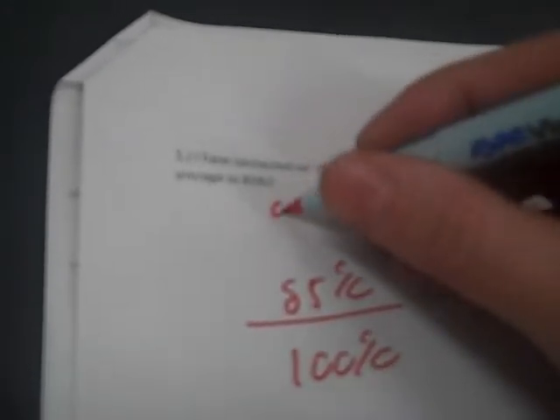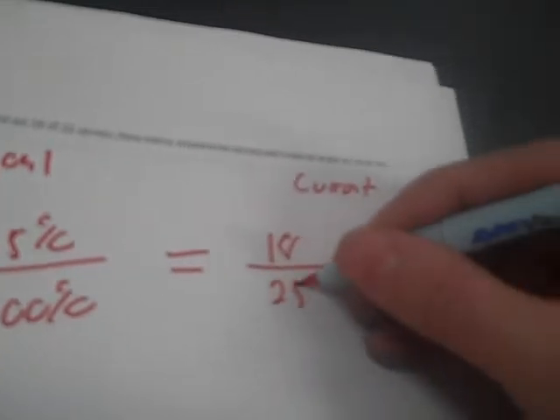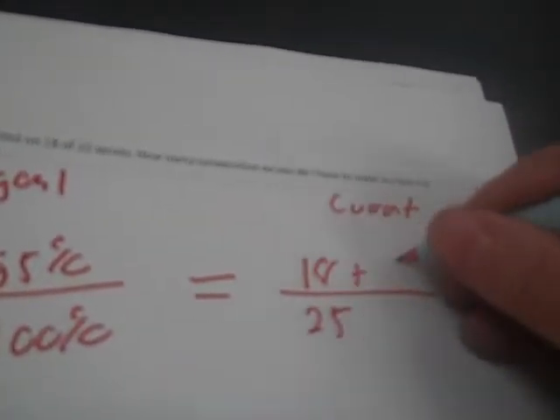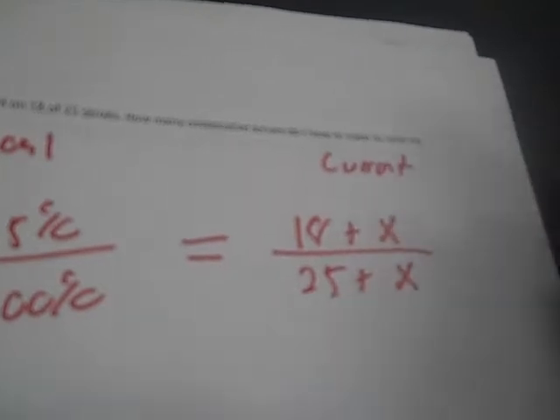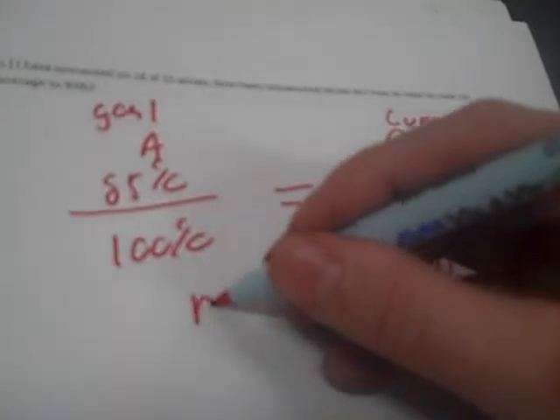All right, story problem time. I have connected on 18 of 25 serves. How many consecutive serves do I have to make to raise my average to 85%? Okay. So again, I go right to a proportion. It's just 85% is what I want. That's over 100. That's my goal, okay? This is what I have currently done, okay? I've currently made 18 of 25, but that's not 85%, so we got to add to how many we connect on and how many we make. Okay, and that's a simple proportion with A, B, C, and D.